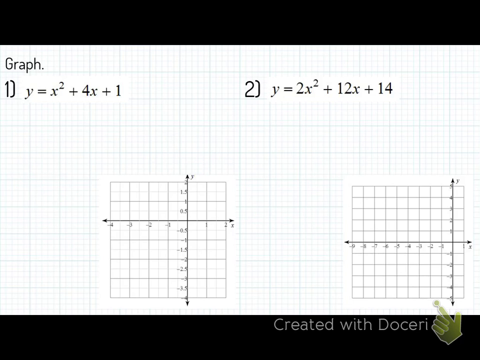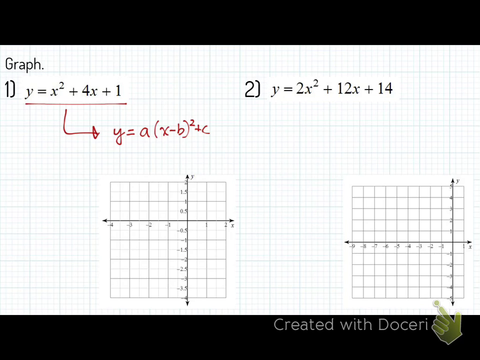So the first thing I want to do when I graph is I want my final answer to look like y equals a times x minus b squared plus c. Because I know that if I have these, then I could graph this. My original problem doesn't look like that. So I need to make it look like this.